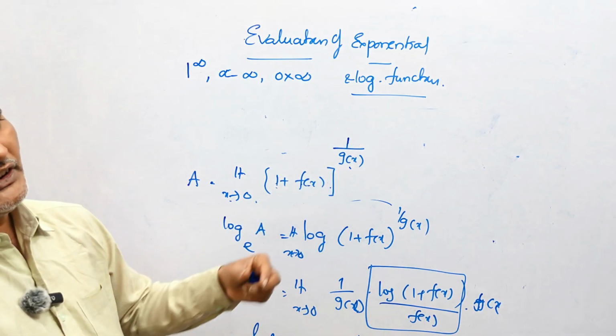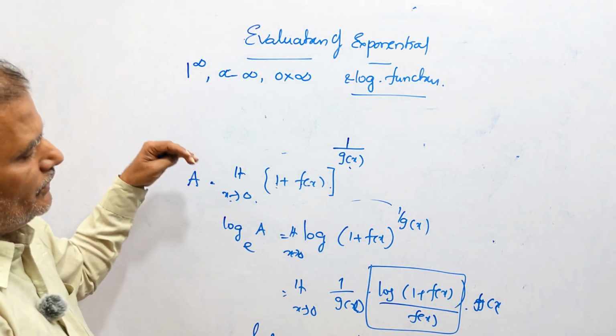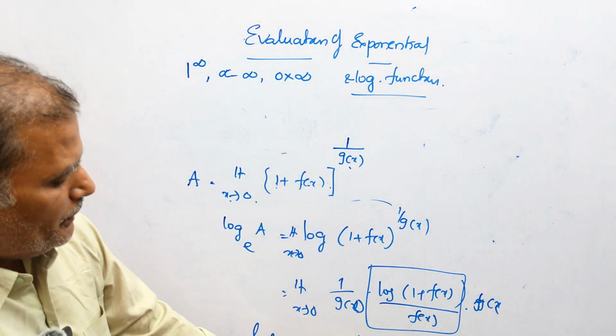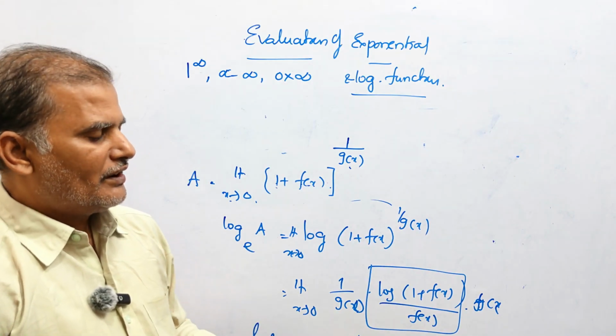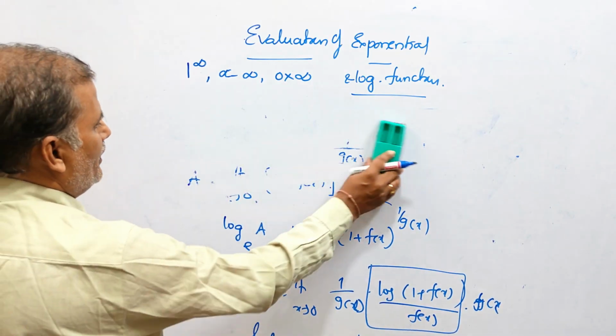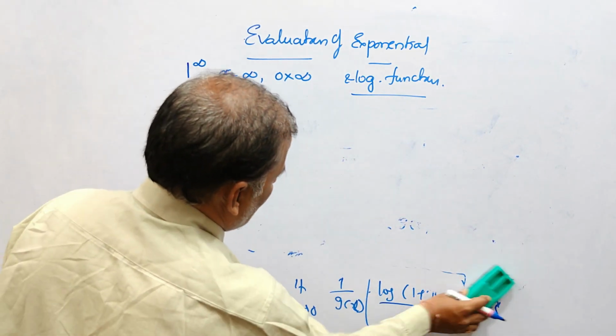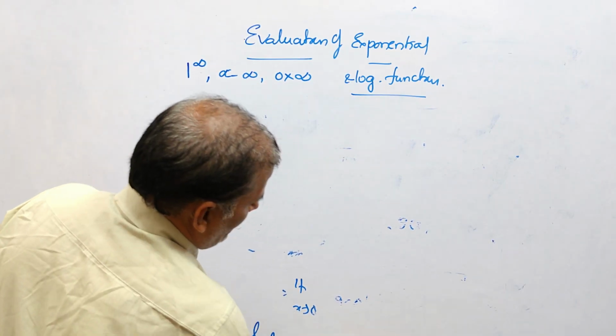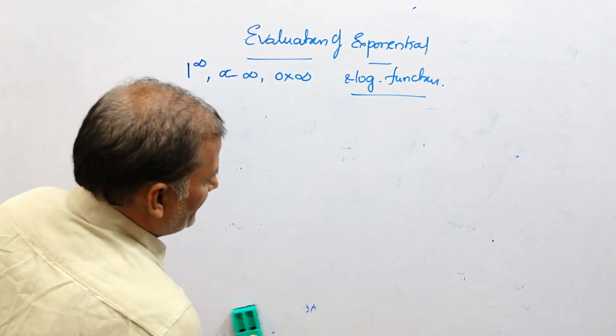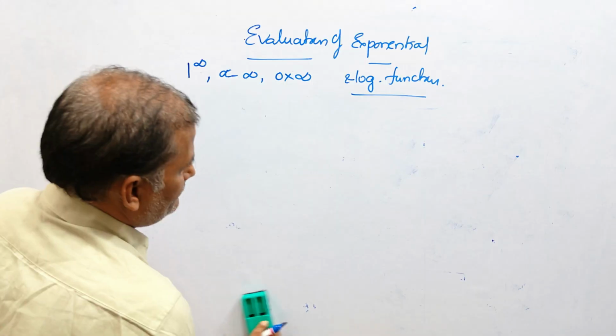That means 1 power infinity. When the problem is in 1 power infinity form, we apply limit x tends to 0 of e power f of x into g of x, and we get the answer. This is in the form of 1 power infinity.